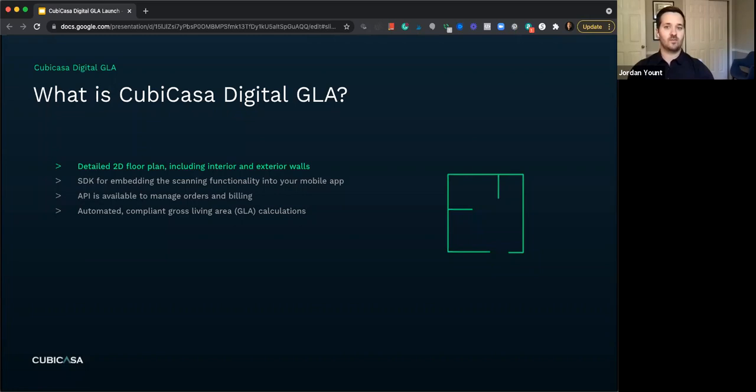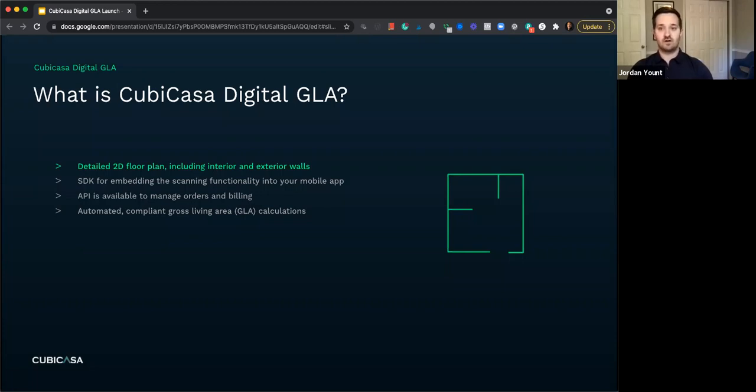And so, to kind of introduce what digital GLA is, we do have a number of slides here. I won't try to read right off the slides, but essentially this does give you a detailed 2D floor plan, including interior and exterior walls. Appraisers traditionally only get the external measurements, and the interior fidelity is not there. And so we took this a step further and took our traditional floor plans that we have made for years and converted them for that digital GLA piece.